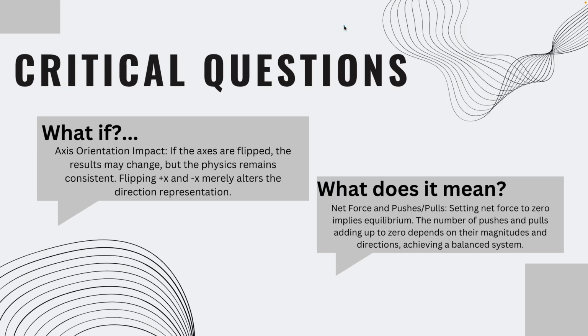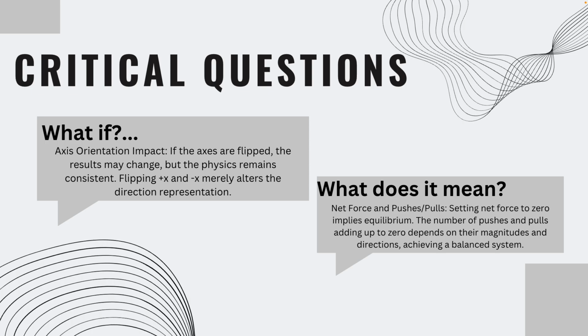And yeah, so now we got the critical questions. Now for the what if, realistically speaking, if you flip the axis, it wouldn't actually change the physics. It would only flip the direction. So axis orientation impact, if the axes are flipped, the results may change. So the actual result is probably going to change, but the physics itself is the same. And flipping positive x to negative x only alters the direction representation. So it doesn't actually change the physics itself, merely the direction of the goal or the object.